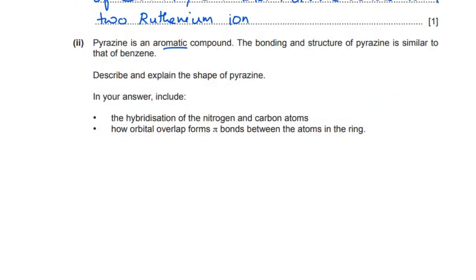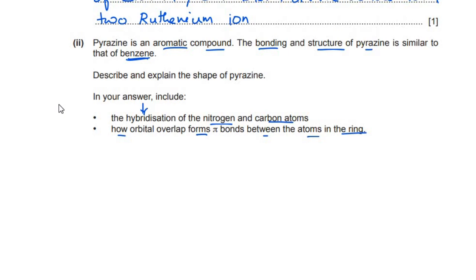Now pyrazine is an aromatic compound. The bonding and the structure of pyrazine is similar to that of benzene. Describe and explain the shape of pyrazine. In your answer, include the hybridization of nitrogen and carbon atoms, and how orbitals overlap to form pi bonds between the atoms in the ring. They have given information that the bonding and structure of pyrazine is just like benzene, and what is asked is the hybridization of the nitrogen and carbon, and how the orbitals overlap to form pi bonds between the atoms in the ring.